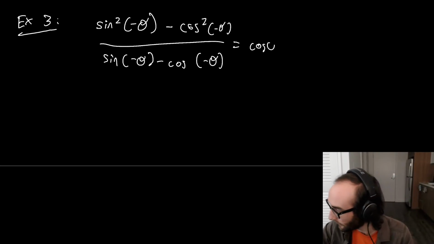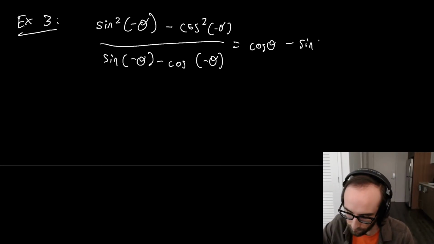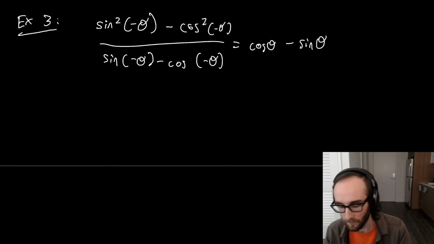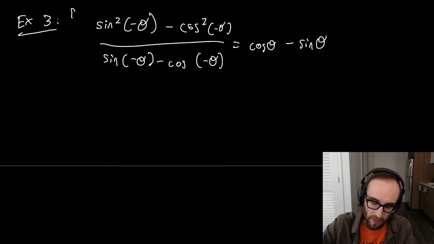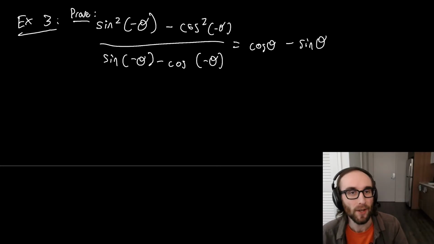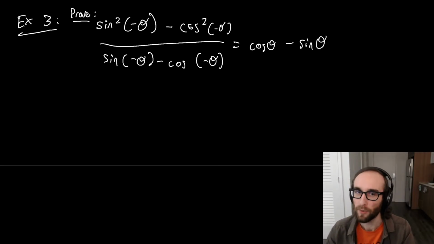Equals cosine theta minus sine theta. Okay, so we're trying to establish or prove that this identity is true. So we can't treat this as an equation. Instead, what we're going to do is isolate one of the sides and then work with it from there.